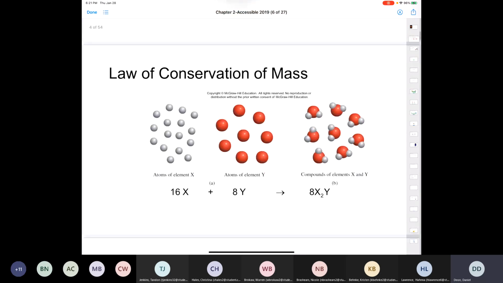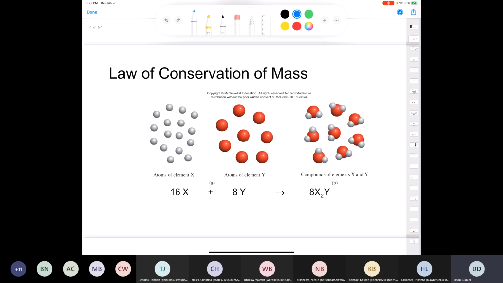Let's move on from there. Let's talk about the law of conservation of mass, which is related to the fourth point of Dalton's theory, which is we're not going to destroy matter and we're not going to create matter in a chemical reaction. This is an example of a chemical reaction. We have 16 X plus 18 Y. It's just a theoretical reaction.